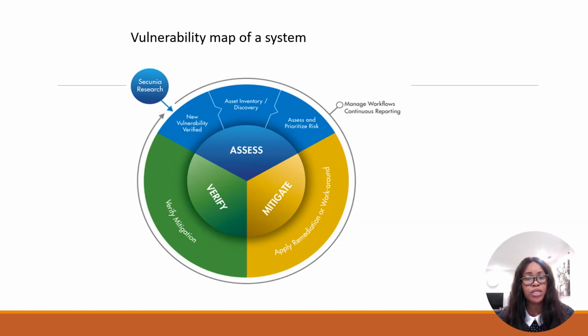And then here I'll be talking about the vulnerability map of a system. Here are the stages of how the vulnerability map of a system runs: we verify, we assess, and we mitigate. To create a vulnerability map for a system, it is important to understand the system's architecture, components and functions. This involves identifying the hardware and software elements and how they connect.